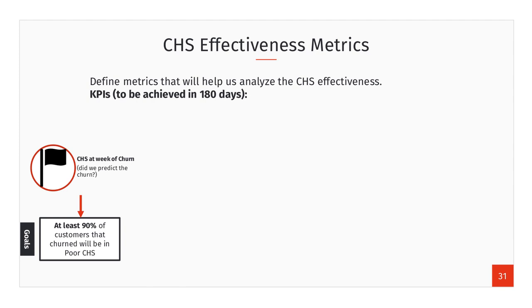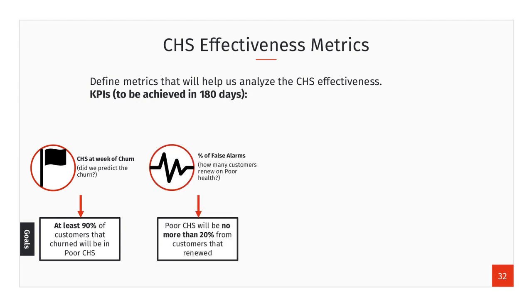The first one is the customer health score at the week of churn. This is the most simple one. Could I predict the churn or not? So my goal for the second version is that at least 90% of the customers that churn will be under a poor customer health score.